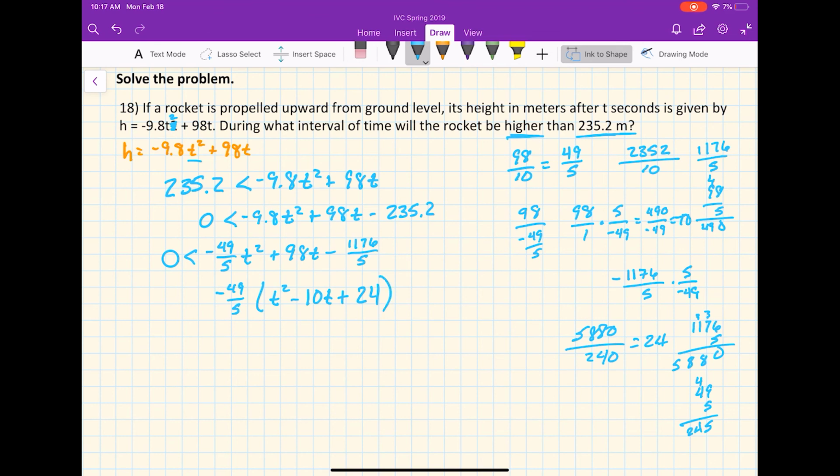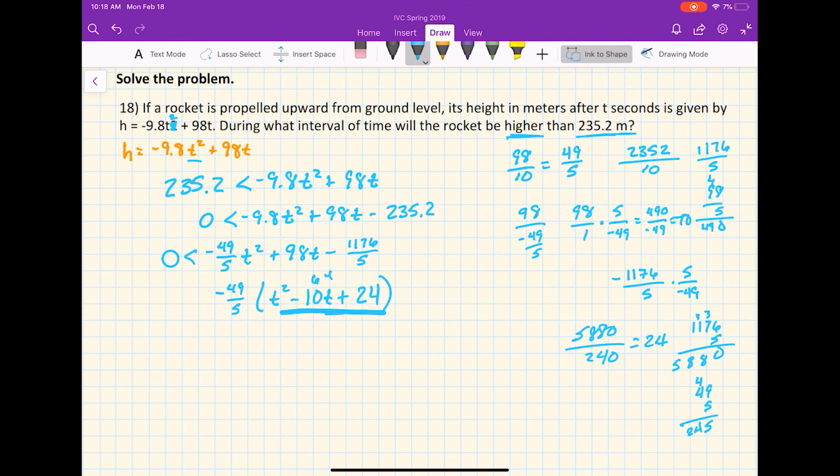Now we can factor what's inside the parentheses here, so we can find out our two values we're looking for. So factoring t squared minus 10t plus 24. I think negative 6 and negative 4 will give us 24, and added together would give us negative 10. So yeah, 6 and 4 will work.